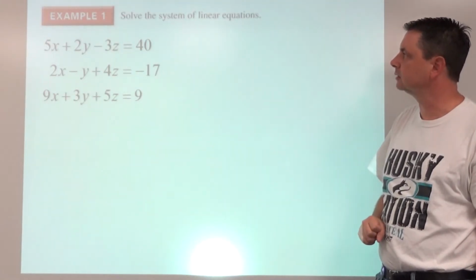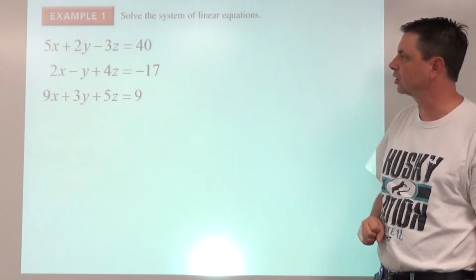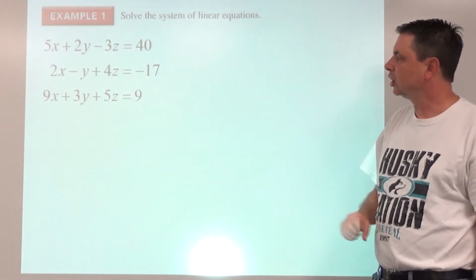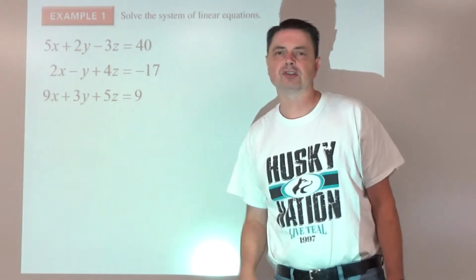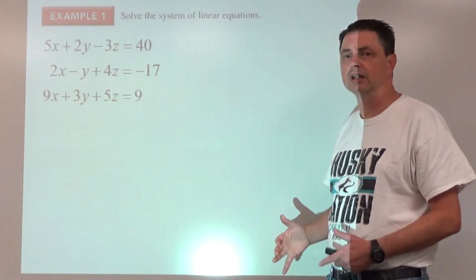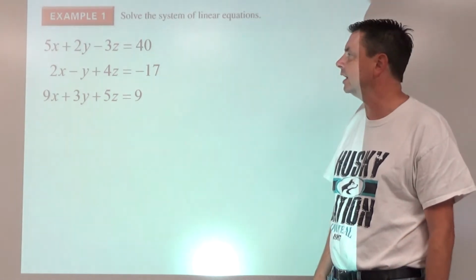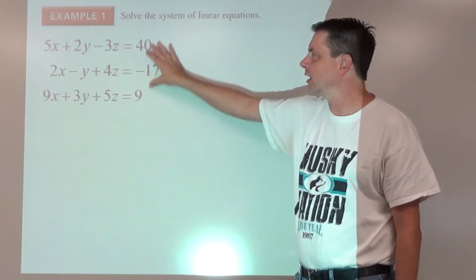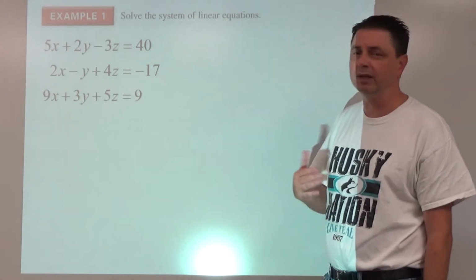Example number 1, solve the system of linear equations. So in this one we've got different methods to choose from. If you look through the book, there's something called Gaussian elimination, which is a little bit more complicated. We can just stick with what we have and do some elimination.